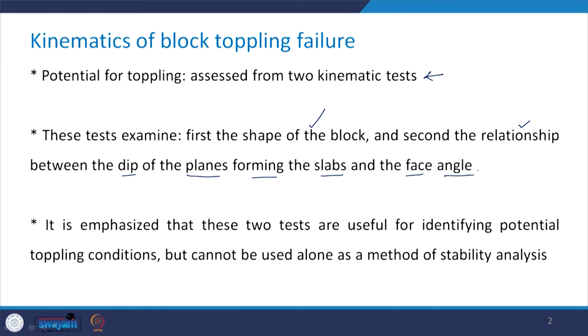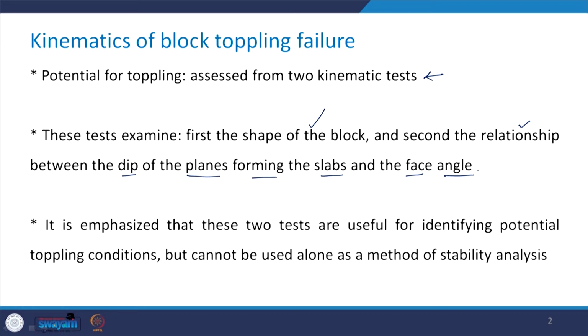If you recall, we had discussed this kinematic analysis for the plane as well as the wedge failure when we were discussing the graphical representation of the geological data and its application. At that time, we did not discuss the kinematics of the block toppling failure. So, in this case, there are two things to be tested. The first one is the shape of the block and the second one is the relationship between the dip of the planes forming the slab and the face angle.